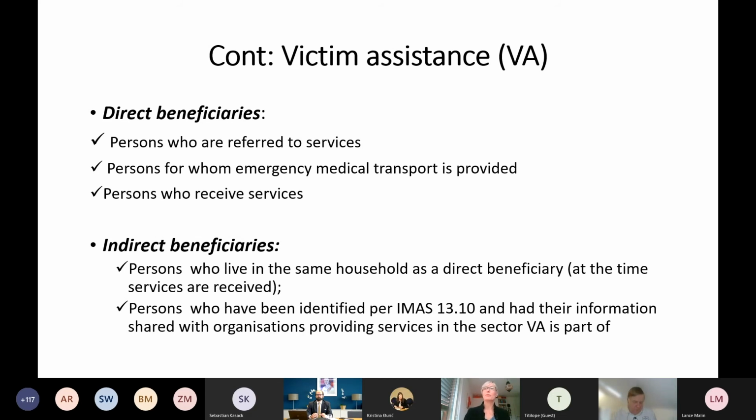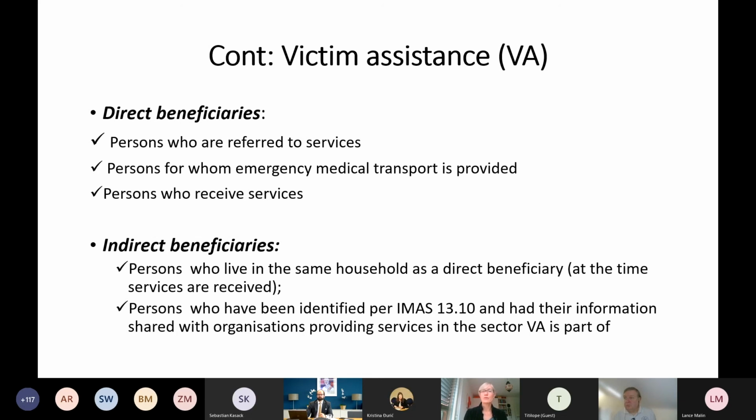Direct beneficiaries are persons who are identified and referred to services, or for whom emergency medical transport is provided in the absence of other actors able to do that. And if an operator also delivers services, such as MHPSS or rehab, those who benefit from those services. Now, of course, as per the principle of non-discrimination that guides victim assistance, direct beneficiaries may also include other people presenting with similar needs. And the victim assistance specific efforts also have so-called indirect beneficiaries.